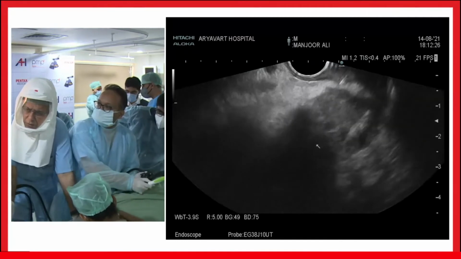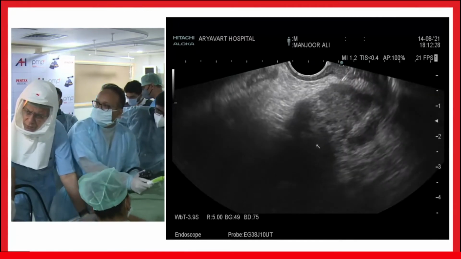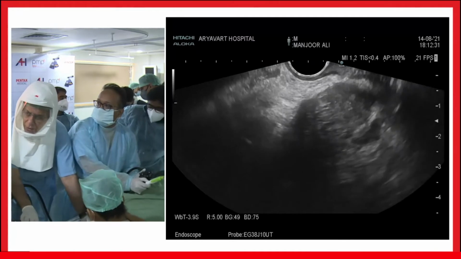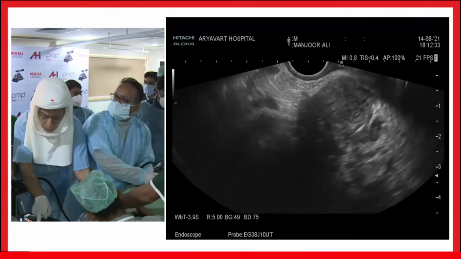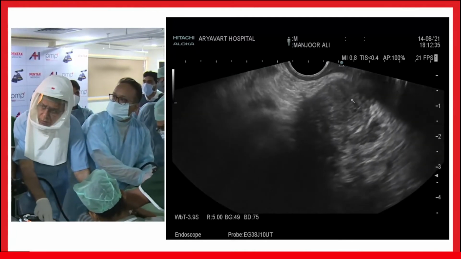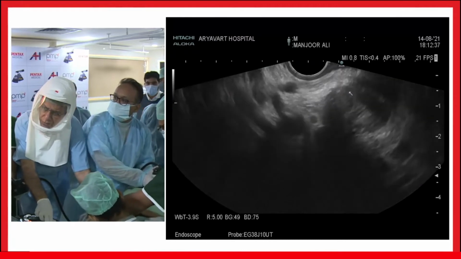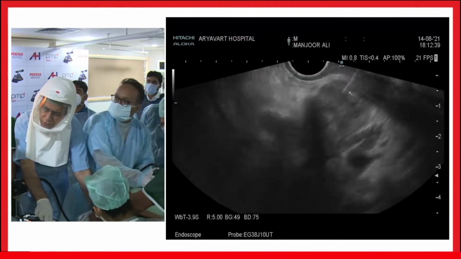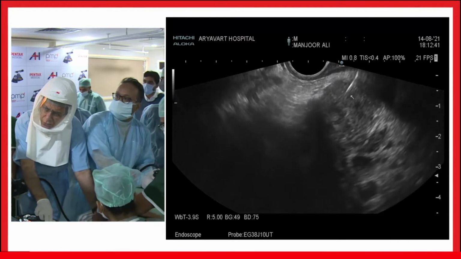So we are now seeing this is the needle. We are able to see the mass, and this needle is going to puncture in this place. So I'm ready to go in. The patient is ready. Yes, I'm inside the mass. Okay, you're inside the mass.